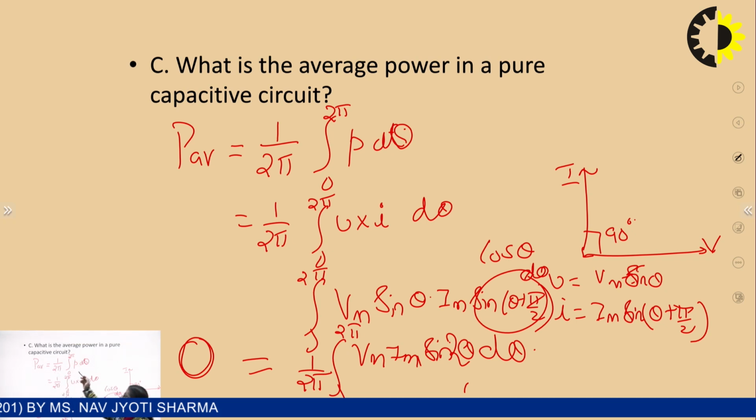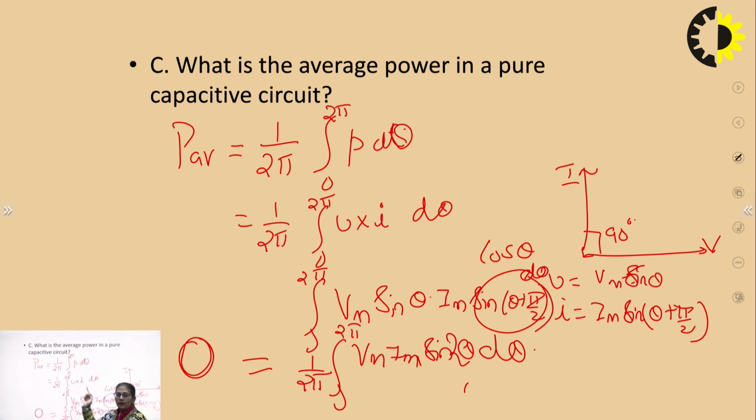It is 1 upon 2π ∫ V·I dθ. But in this case, for an inductive circuit, the current lags the voltage by 90 degrees. So instead of plus, it will be minus here. But once again, it will be a sine 2θ term, with double the frequency, but it will once again be a sine wave. Over a complete cycle, its value is going to be 0. So the average power consumed by a purely inductive circuit is also 0.